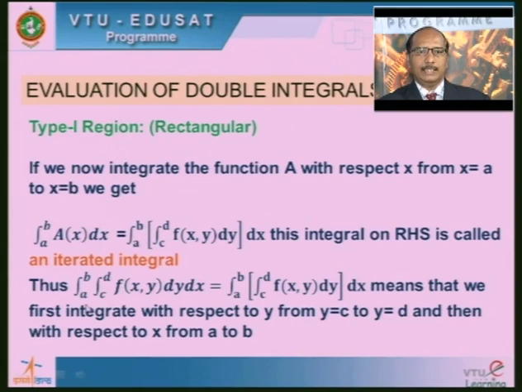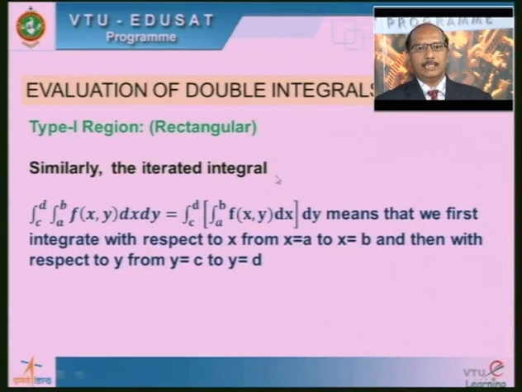Thus, we can write the integral a to b, c to d f(x,y) dy dx is equal to a to b is the outer integral, c to d f(x,y) dy, that is the inner integral, into dx. This means that we first integrate with respect to y, that is the inner integral, from the limits y is equal to c to y is equal to d. Then integrate with respect to x from the outer limits a to b.